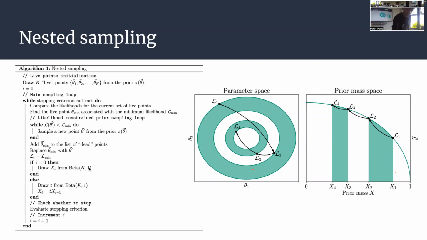For this algorithm here, I will not go into details. If you're interested, you can look into it. But basically it's the same logic that I just mentioned, but now with, let's say, k of 1,000 or so, and how to actually capture the so-called dead points and live points and so on. But the idea is the same.